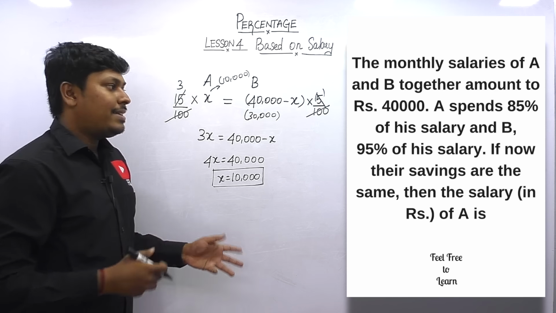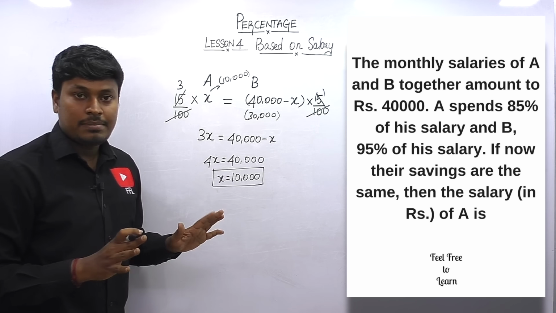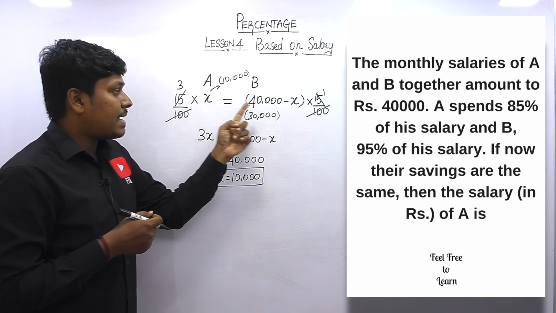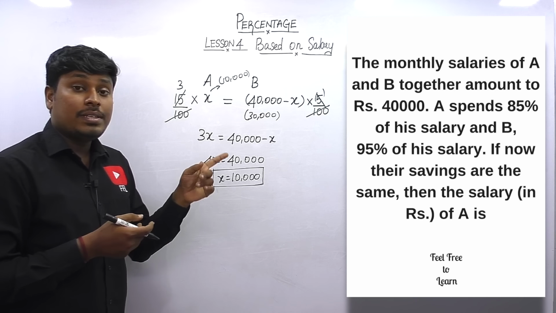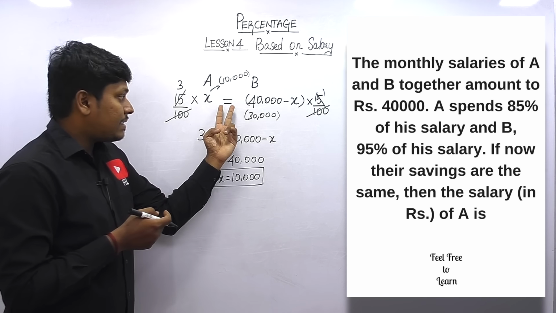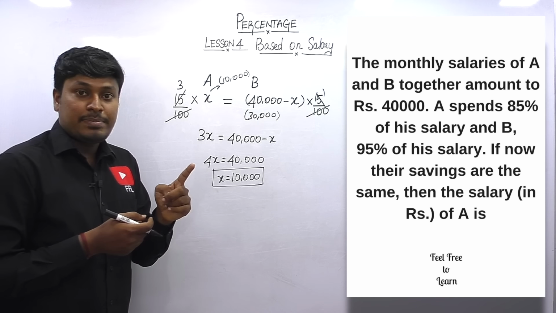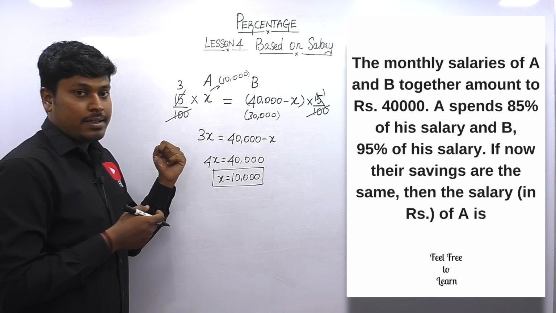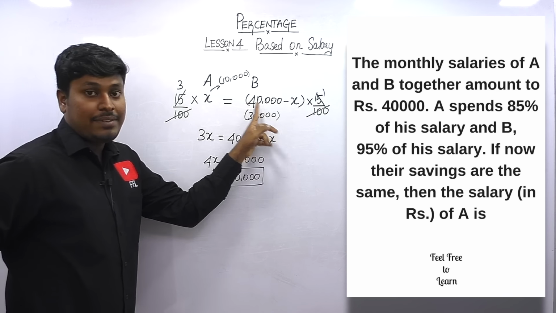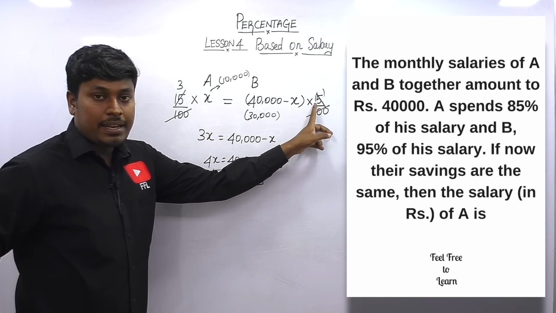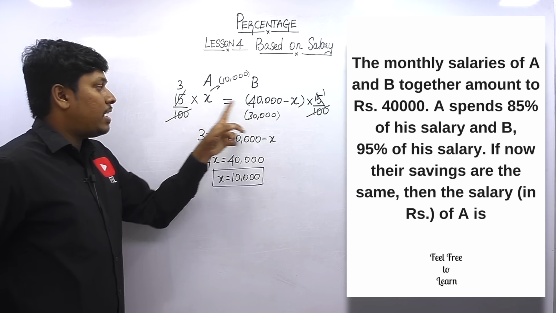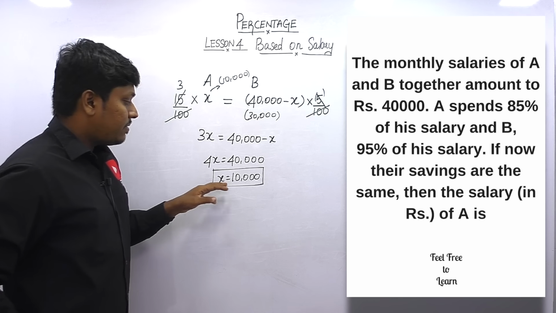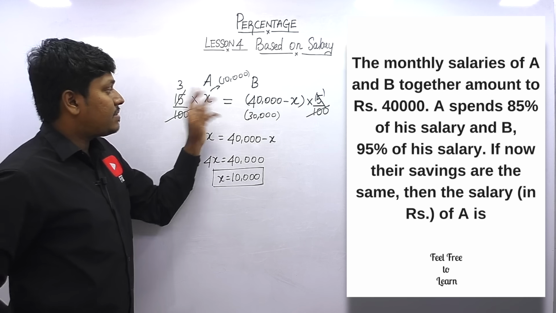So got the logic, right? They can ask different types of questions based upon this concept, but the logic is the same. Remember, keep the salary of A as X and the salary of B as 40,000 minus X. What they are saying is their savings are equal. If person A spends 85%, then the savings will be 15. Similarly, B spends 95%, so the savings will be the remaining 5. So 5 by 100, 15 by 100, and both savings are equal, so we have written the equal to symbol.